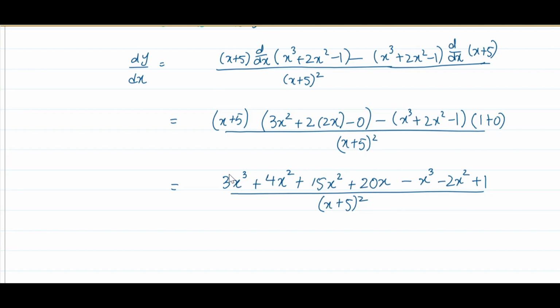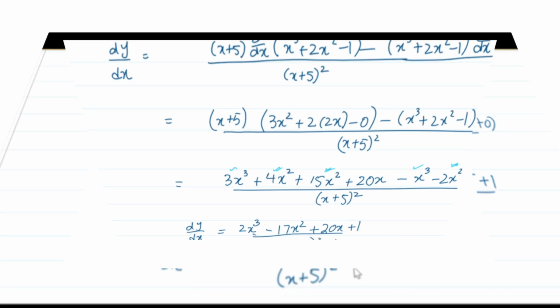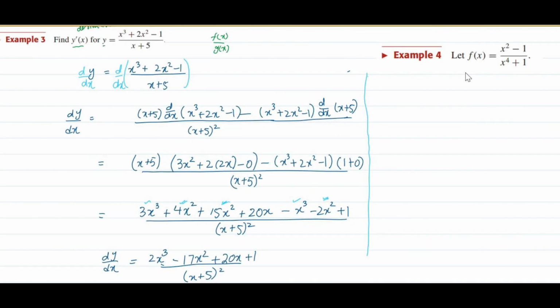Now combine the like terms, so the x cube term will be combined with x cube, and the x square term will be combined with x square. And after simplifying, you will have this. This is the final answer. Here is another example which can be solved by using the quotient rule. There is no hard and fast rule, so you can try it by using the same formula.